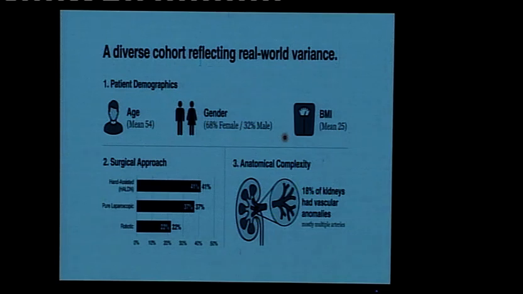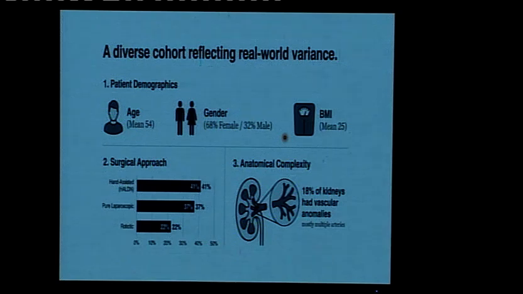They included 185 donors with a mean age of 54. 68% were females, 32% were males, with a mean body mass index of 25 kilograms per square meter. The surgical approach was 41% hand-assisted laparoscopic donor nephrectomy, 37% pure laparoscopic donor nephrectomy, and 22% with robotic-assisted technique. 82% of the kidneys had a single artery, and 11% had multiple renal arteries.